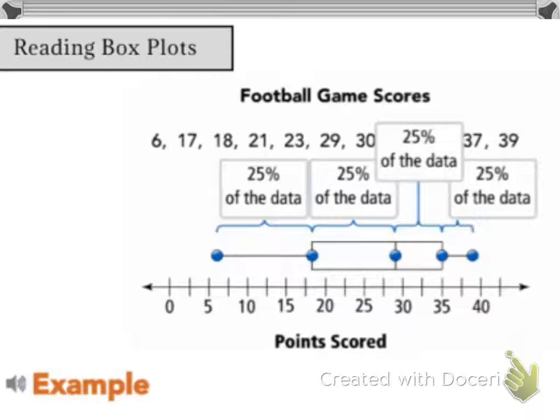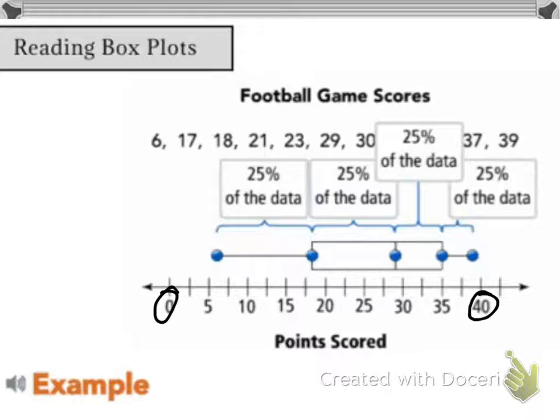We have a box plot of football game scores on this page. So let's take a look at how this breaks down. So the scores range anywhere from 0 to 40 on our number line. This is the number of points scored.